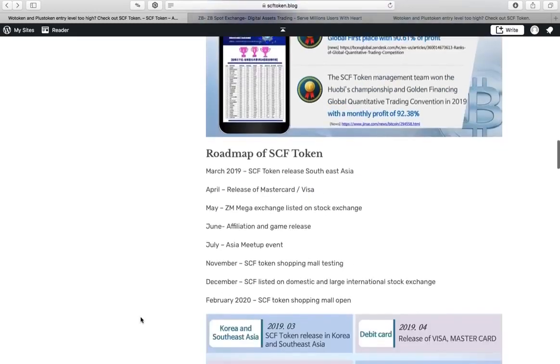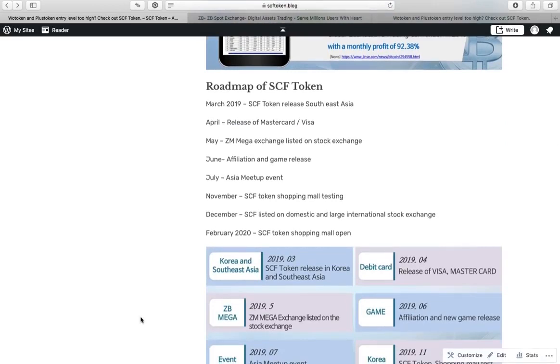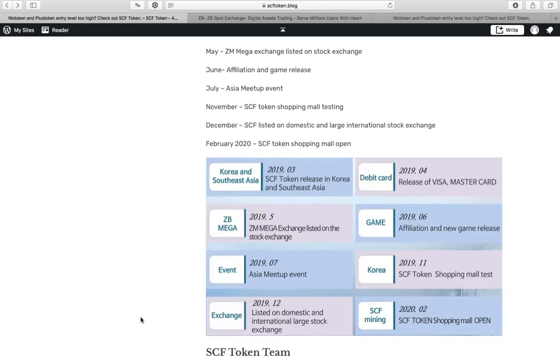As far as the roadmap of SCF token, they're starting in March, right? And this is today, basically today. And in April, they want to release a MasterCard and Visa. In May, ZBMega exchange, which is affiliated with the ZB exchange, will list the SCF token on their exchange. And then June, they will be releasing a game, which will be integrated into the app. In July, there will be an Asia meetup. And yeah, November they will be launching a SCF token shopping mall. Well, they will be testing it, right? And then they will officially open it in February 2020.